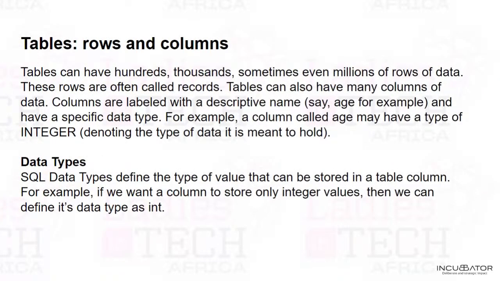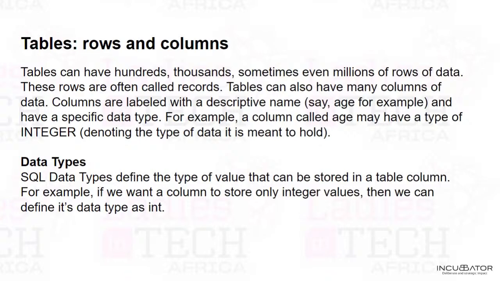Okay, so when I was saying something about tables and rows, I used the example of a user, a product, and an order. Now, tables can have hundreds, thousands, sometimes even millions of rows of data. These rows are often called records.